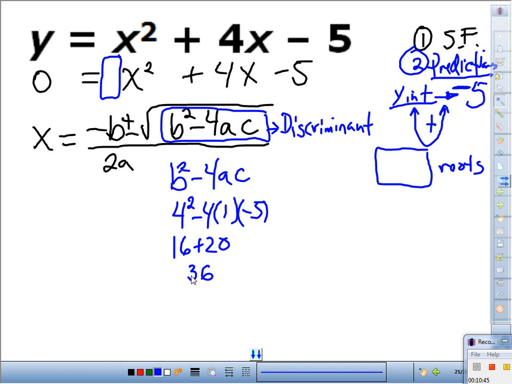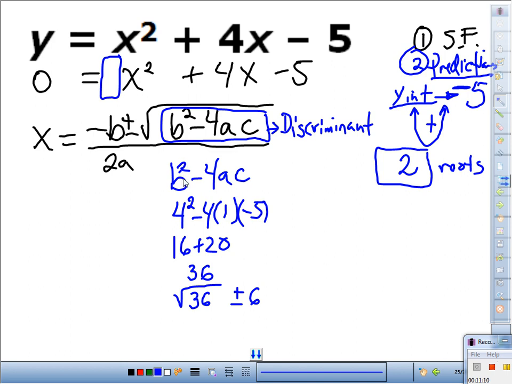Now, that's going to tell me something specific. This is a positive number. So why is that going to tell me how many roots? Well, let me show you. What would be the square root of 36? It would be plus or minus 6. How many solutions? So for this equation, the number he gave me is 36, so I'm going to get how many roots? 2 roots.